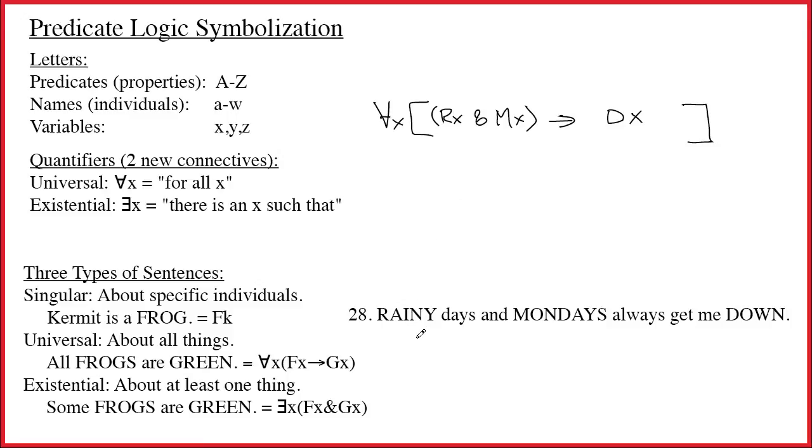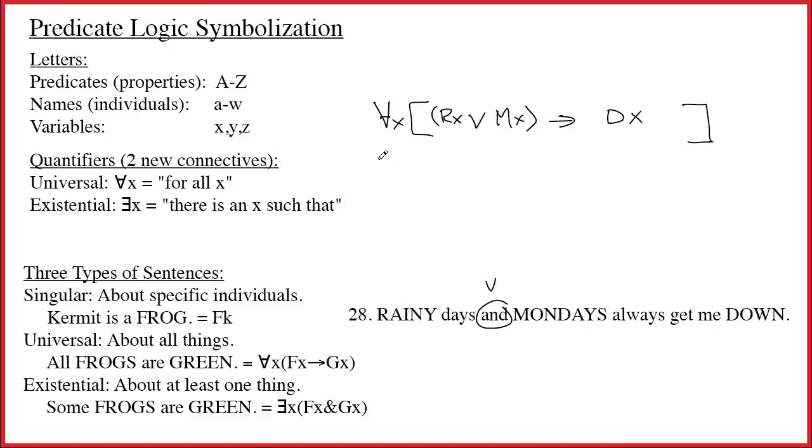We want to say that the rainy days get me down if they're just rainy, or if they're just Monday, they get me down. And in fact, that's what we have to do. This ampersand has to be replaced with a wedge. Notice this isn't good news. The word and is going to have to be symbolized with a wedge in this case, and that's the type of thing which it's really easy to make mistakes with on tests.